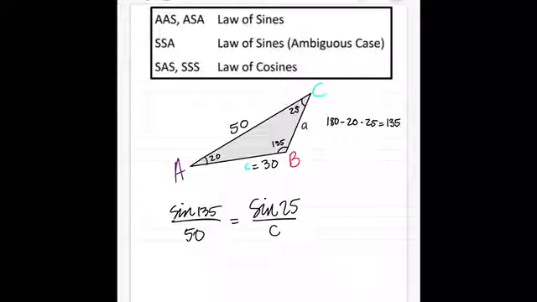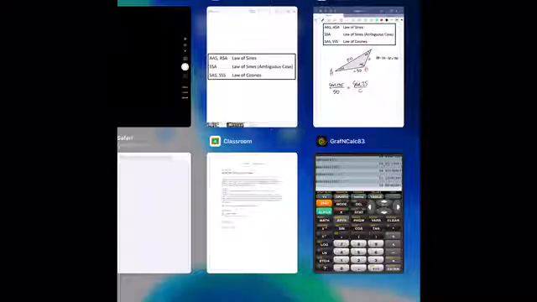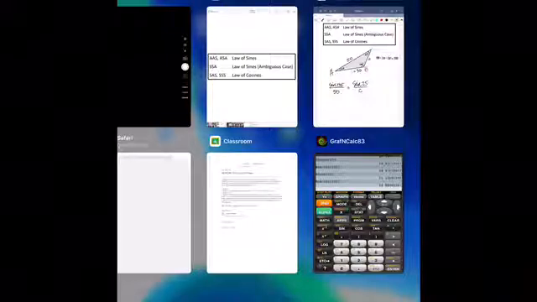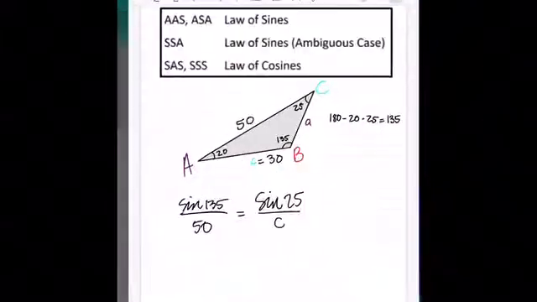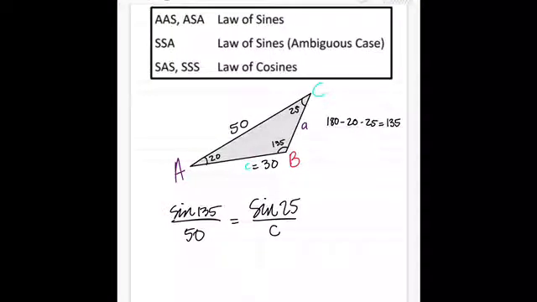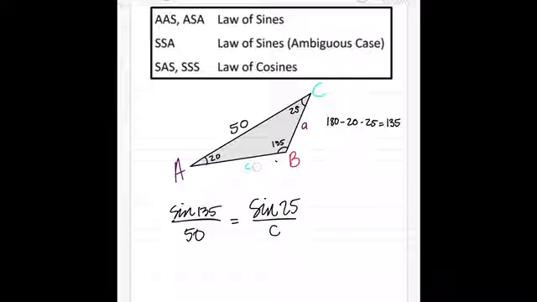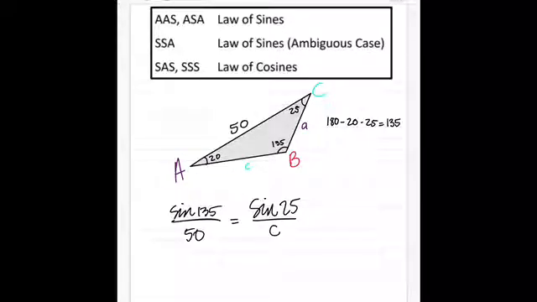Did I solve for C earlier? Hold on, let me check. I did solve for C because I used 50 sine of 25. Excuse me, I labeled this wrong. So C, no, we did solve for C. We did find that. I'm having a massive brain fart. C is equal to 30.